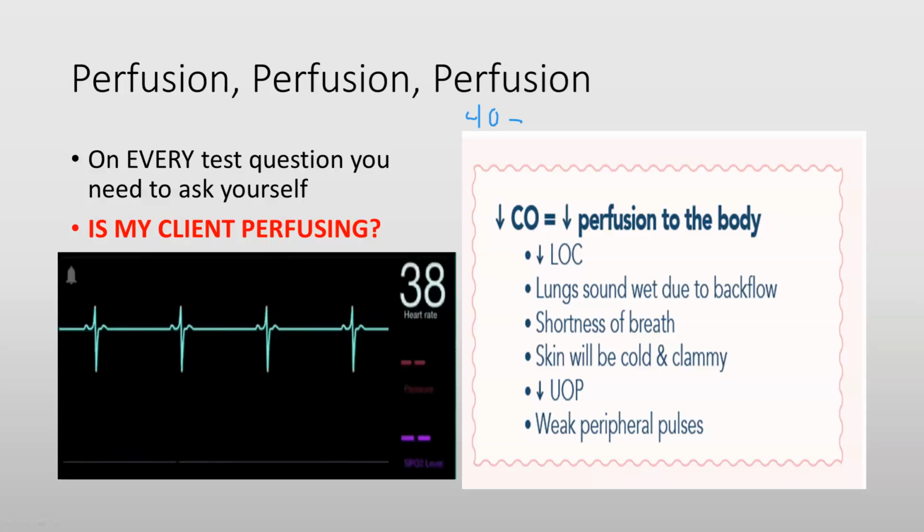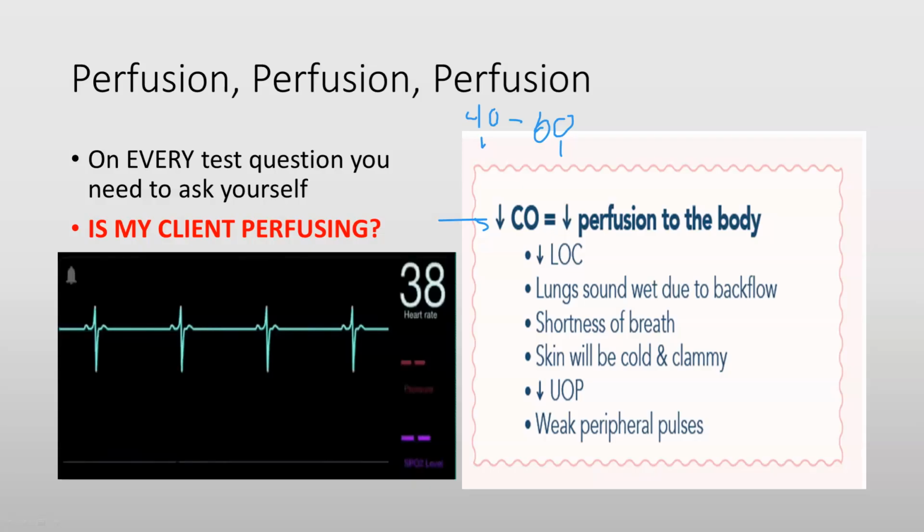And we know that then your cardiac output is only 2.4 liters a minute. And we said normal cardiac output should be 4 to 8. So 40 beats per minute times 60 milliliters for stroke volume, not enough to maintain cardiac perfusion. So what's going to happen is you're going to have a decrease in cardiac output, which leads to a decrease of perfusion in the body.